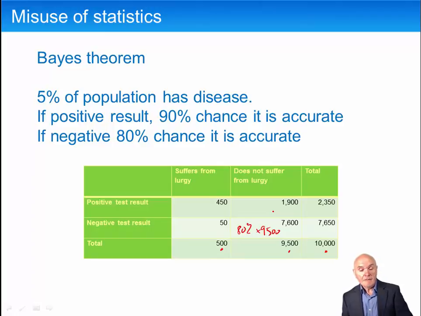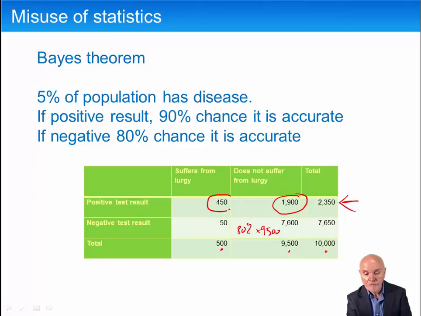Now, you come out, therefore, you know you have a positive result here. So all the positive results here are that. Now, out of the 10,000 population, you're one of these people, you get a positive result here, but essentially 1,900 do not suffer from the disease, and 450 do.